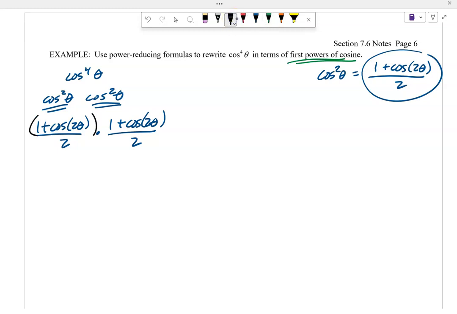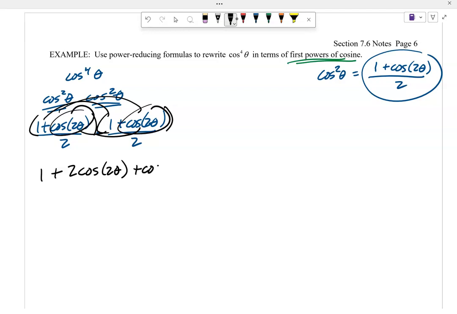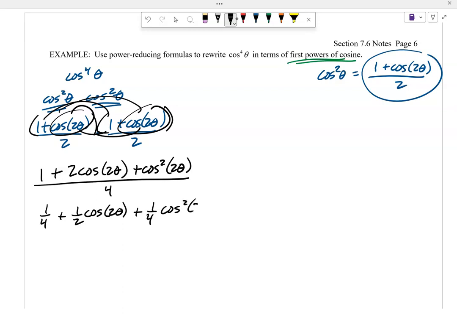And now what I'm going to do is I'm going to FOIL this, first outer inner last. So I got 1 times 1 is 1, plus a cosine 2 theta plus another cosine 2 theta. So that's 2 of these cosine of 2 thetas. And then my last one, cosine times cosine, is a cosine squared 2 theta. And this is all over 4, right? And so what we have is 1/4 plus 2/4, or 1/2, cosine 2 theta, plus 1/4 cosine squared 2 theta, right? In other words, each of those are over 4. And so everything's to a first power of a cosine, or I should say this one's to a first power of a cosine, cosine 2 theta.